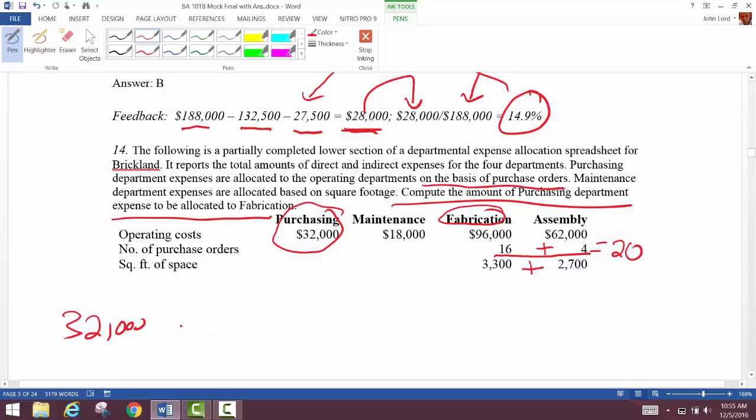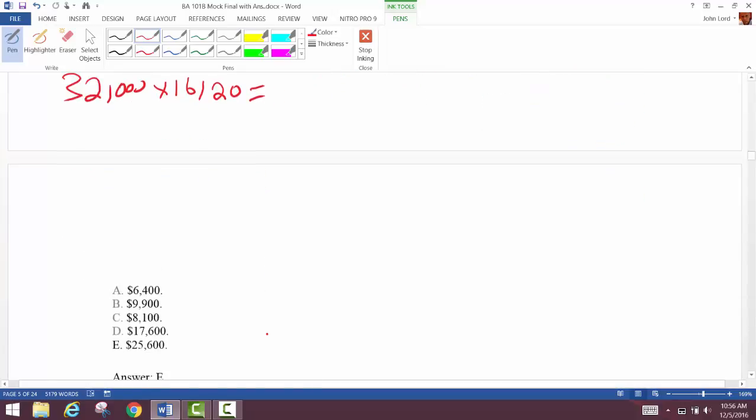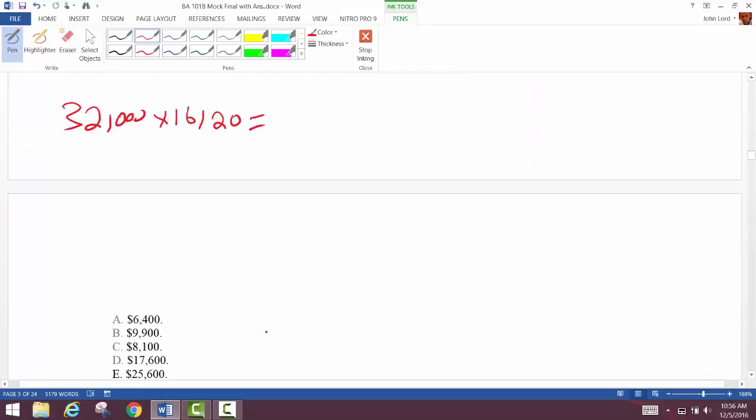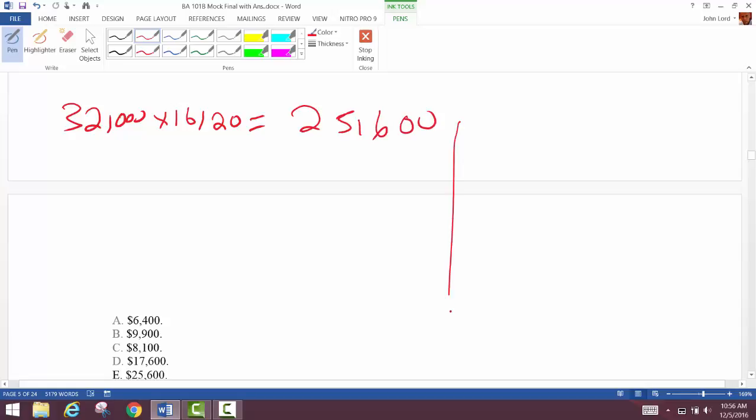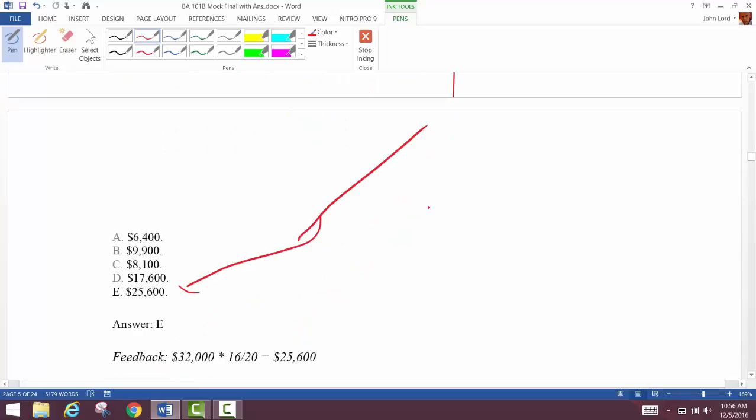And fabrication had 16 out of the 20. So 16 divided by 20 times the 32,000 is going to give me 25,600. Okay, good. So what's that? E? Okay, good.